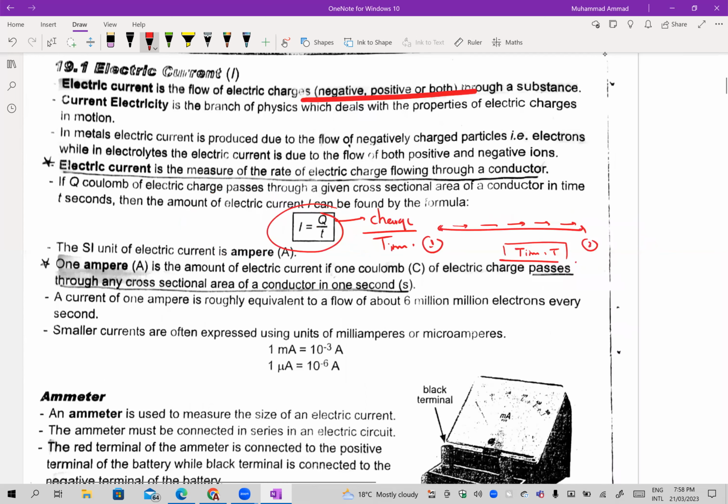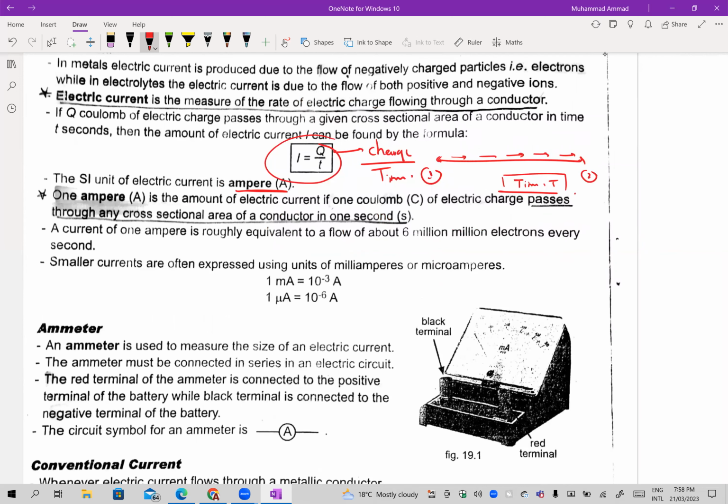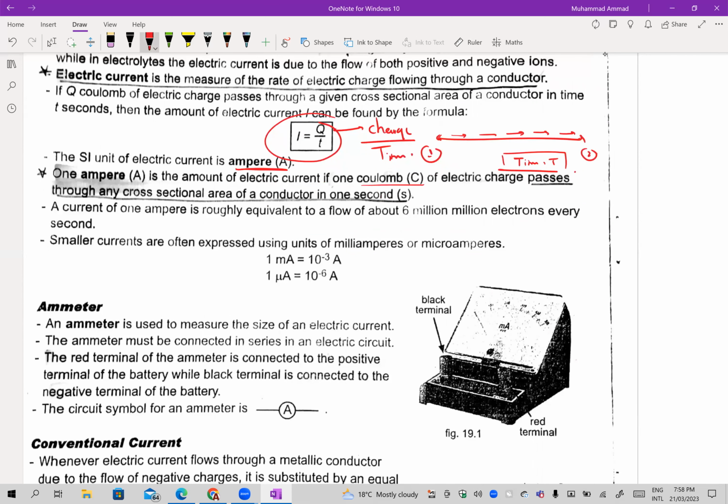The current unit is amperes, A, right? And 1 ampere is equal to 1 coulomb over a second, because charge is measured in coulombs, right? C, and time in seconds. So C over S equals A. Coulombs over seconds equals ampere. This is how you can represent this formula in form of its units as well.